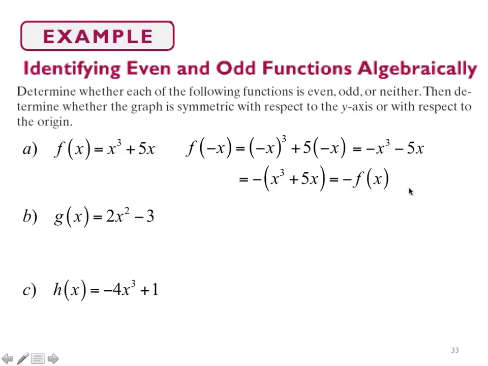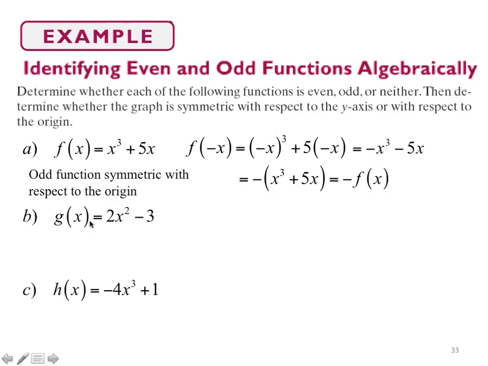So we always start by replacing x with -x. If it makes it the same as the original, then it's even. If it makes it the same as the negative original, then it's odd. And if neither of those things happen, then it's neither. So this one is an odd function because it's symmetric with respect to the origin. If we replace x with negative x and f of x with negative f of x, we get something that's true.